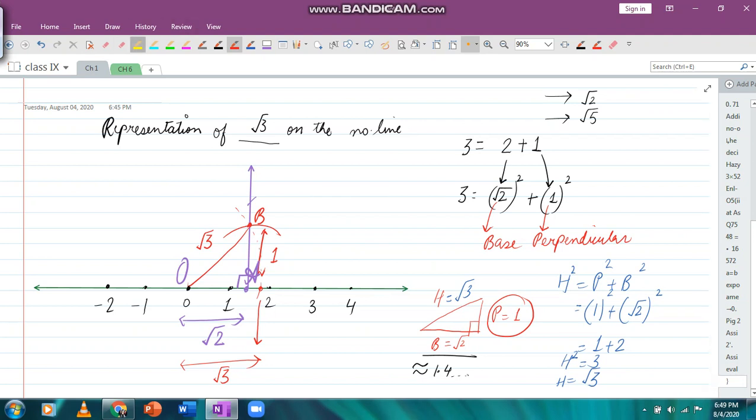Now the issue is, if I want to construct this triangle, I want the base to be root 2, but root 2 is not visible on the number line as such. You have to show it. You cannot see root 2 directly on the number line if you are just marking the integers. So the first step, step number 1, will be to construct root 2 on the number line, and then after that we are going to construct root 3. So let us see how we are going to do this.